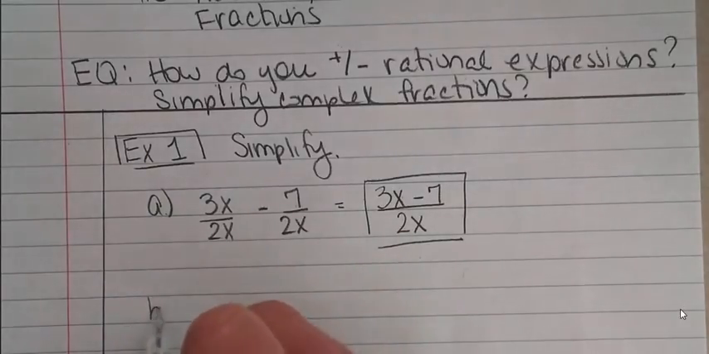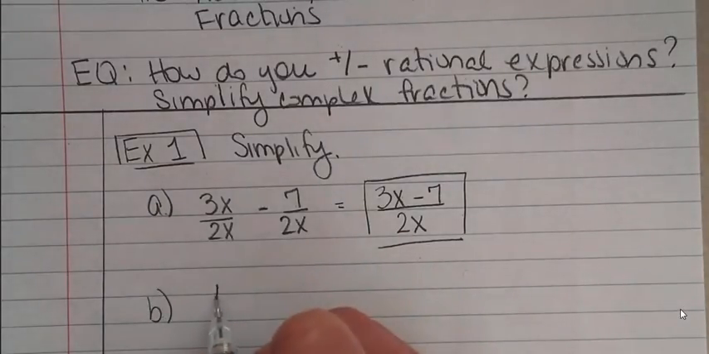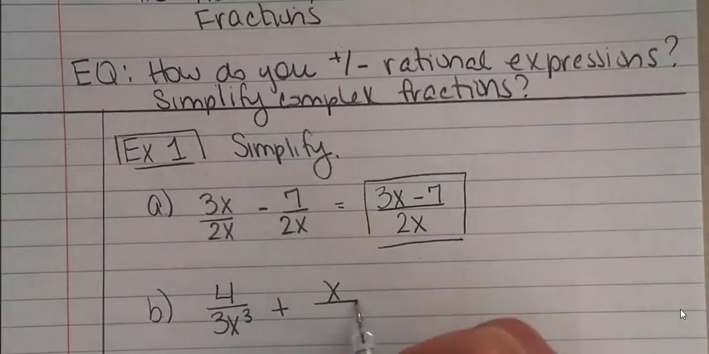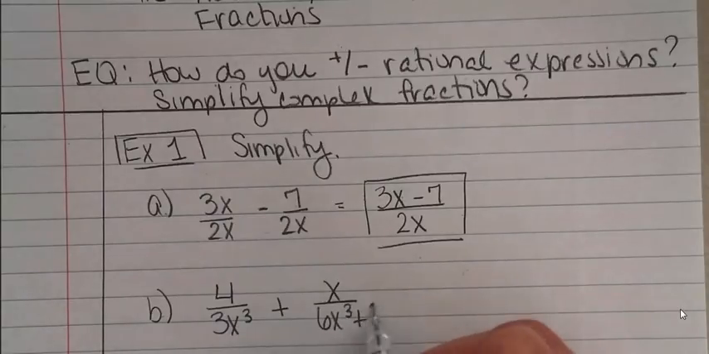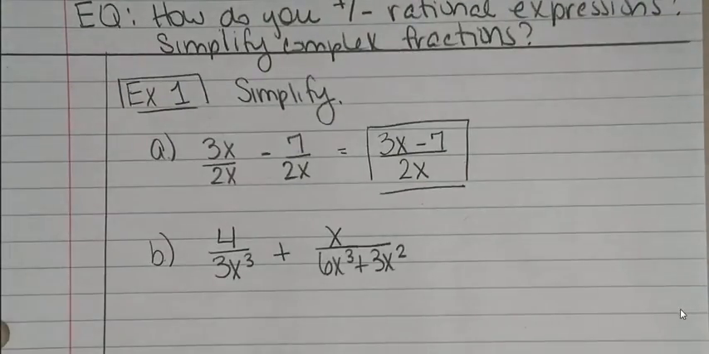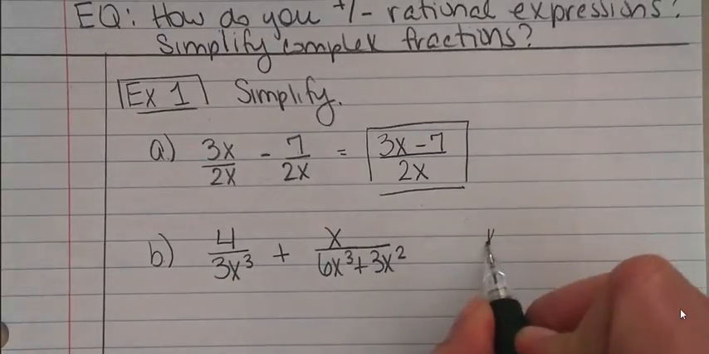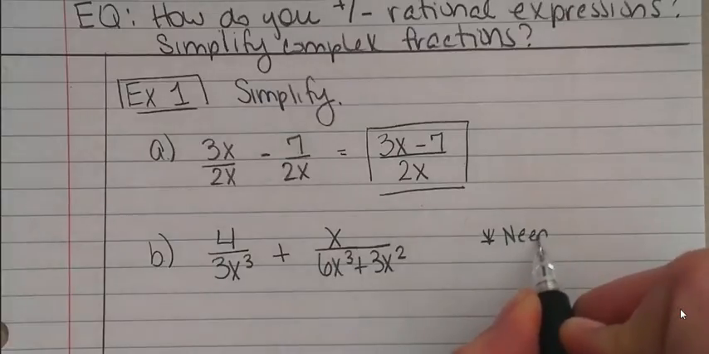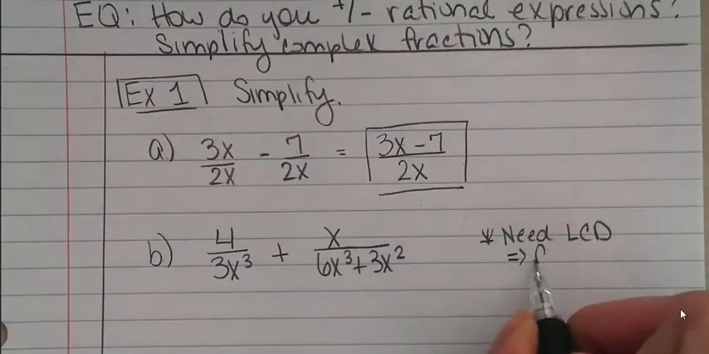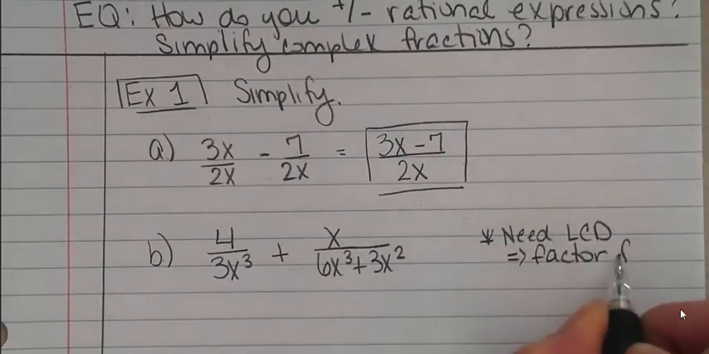All right, let's look at B. So now I've got 4 over 3x cubed plus x over 6x cubed plus 3x squared. I can't add these because I don't have common denominators. Now, in order to figure out the common denominator, we want the least common denominator. That would be most appropriate, easiest to work with. So I need the least common denominator. And in order to figure out what that's going to be, I'm going to need to factor first.